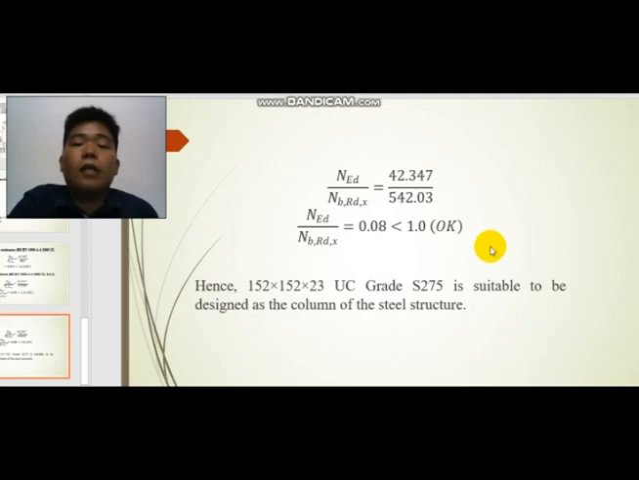For the x-axis, NEd over Mb,Rd,x is equal to 0.08, which is also less than 1.0, and it is sufficient to resist the bending. Hence, the 152 by 152 by 23 UC grade S275 is suitable to be designed as the column of the steel structure.